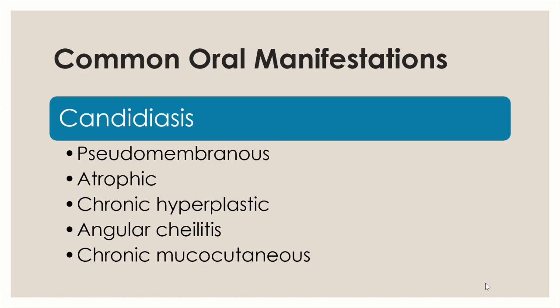For angular cheilitis, it usually presents as red or fissured areas at the angle of the mouth, and is usually caused by Candida albicans and also Staph aureus. For chronic mucocutaneous candidiasis, it is a persistent superficial Candida infection that may develop during the very first few months of life, producing granulomatous involvement of the mucous membranes, nail beds, scalp, and also the skin.